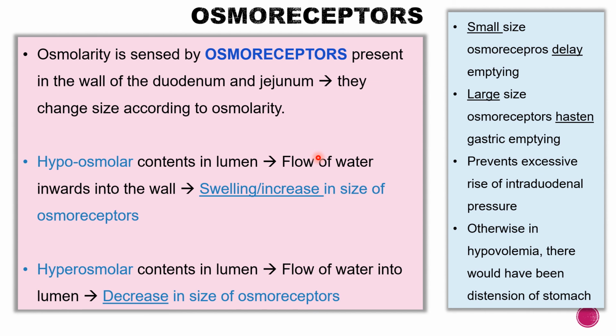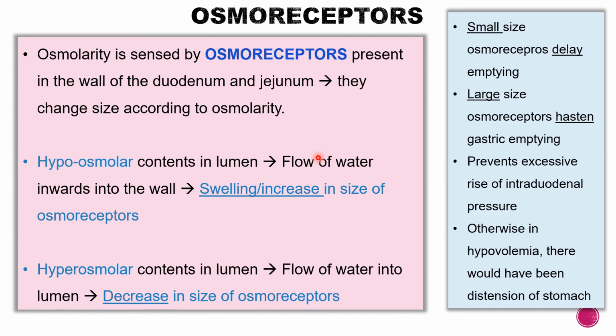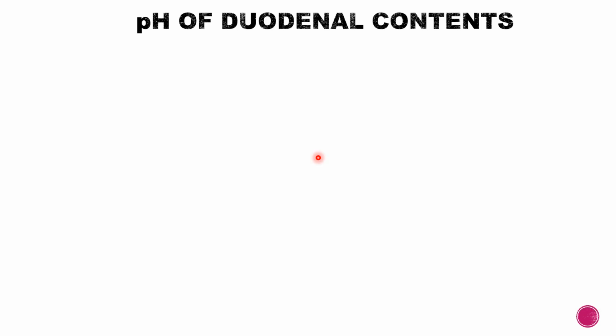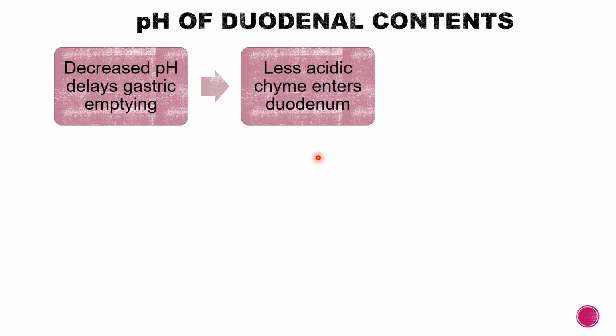Okay. So osmolarity of duodenum is very important. Next is pH of duodenal contents. We talked about the volume of meal, then osmolarity of the duodenum contents, then we are talking about the pH of duodenal contents. If there is acidic pH in the duodenum, then gastric emptying is delayed.